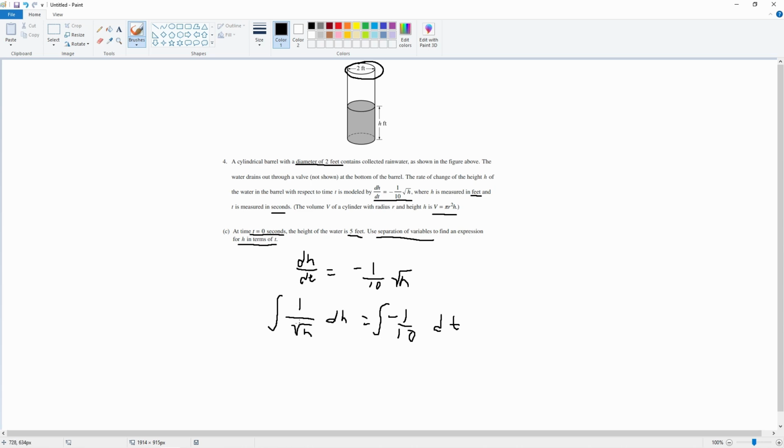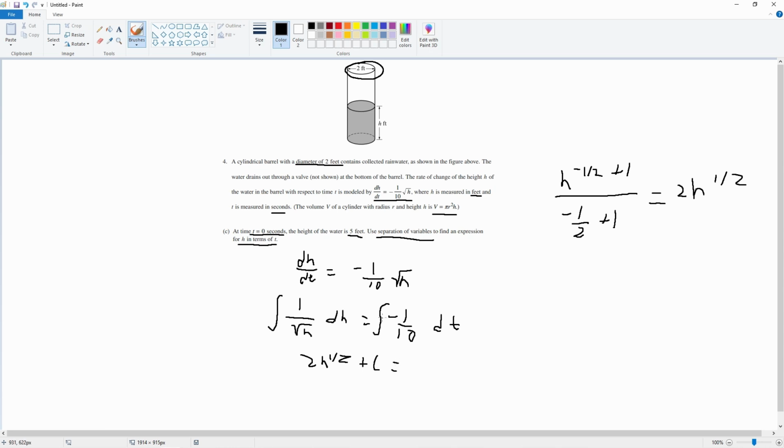So here we could just rewrite 1 over square root of h as h to the negative 1/2. And then to integrate this, we could just use the power rule. So we add plus 1, and then we have negative 1 over 2 plus 1. And then this is going to simplify to h to 1/2 times 2. So we have 2h to 1/2. And then when we do an indefinite integral, we want to add our constant of integration. So our constant is just going to be labeled c.